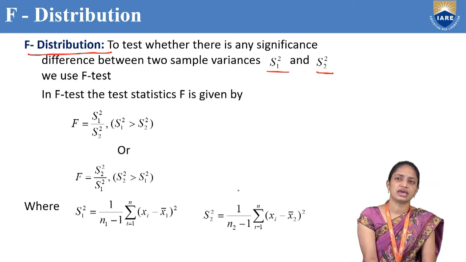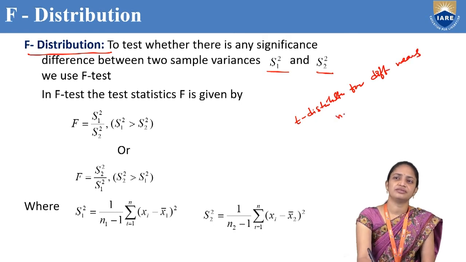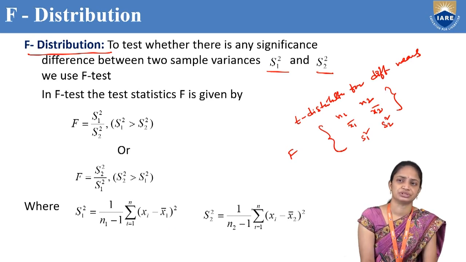Observe that the same values are there in the T distribution for difference of means. There also N1, N2, X1 bar, X2 bar, and S1, S2, or S1 square, S2 square are there, right? And in F distribution also we have the same values. Then which method do we have to use? That is based on the question.